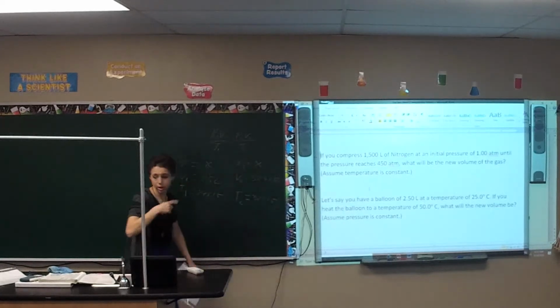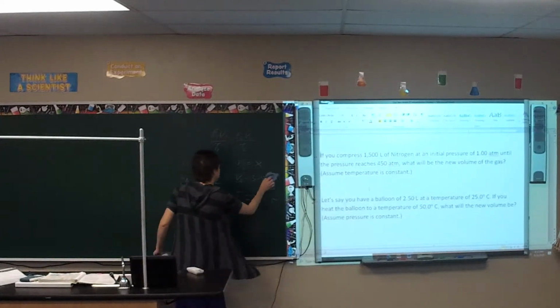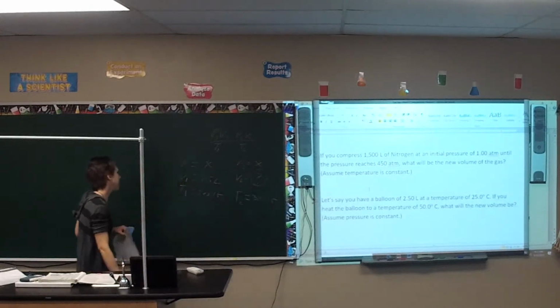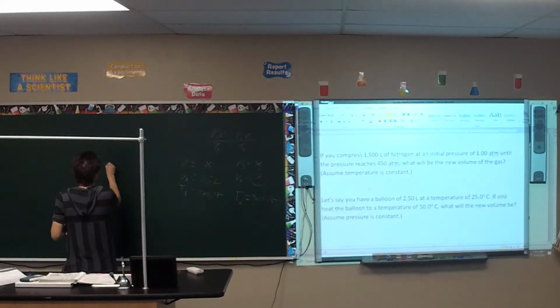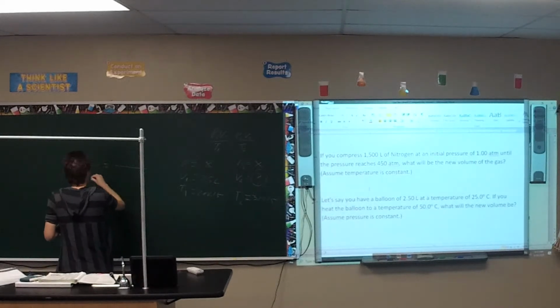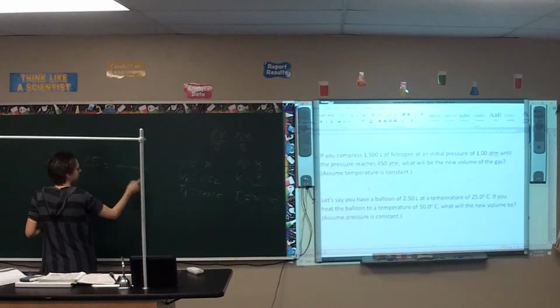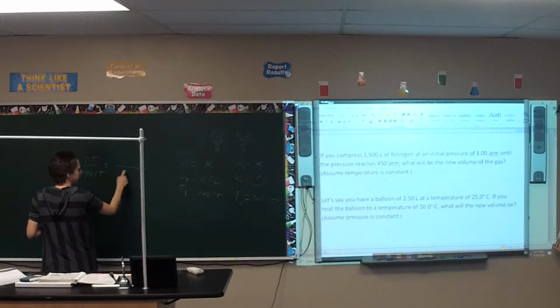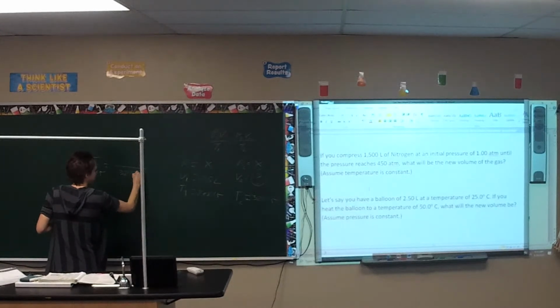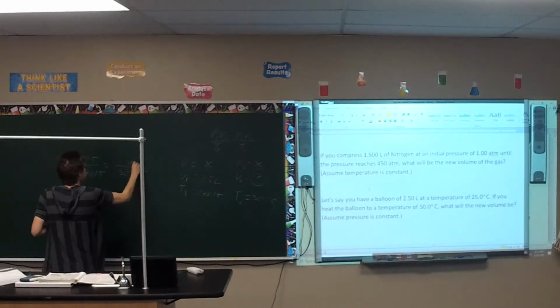323.15. I got distracted with my changing slide. So I'm finding the pressure. Alright, so plugging this in, I can just ignore the entire pressure part and just cancel that out. So my first volume is 2.5 milliliters. My first temperature, 298.15. My second temperature, 323.15. I'm finding my second volume.